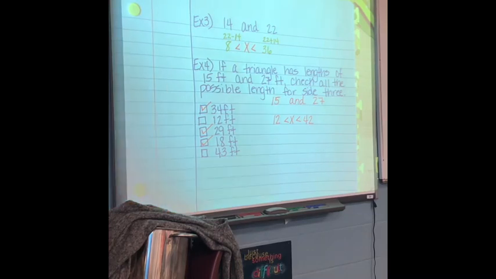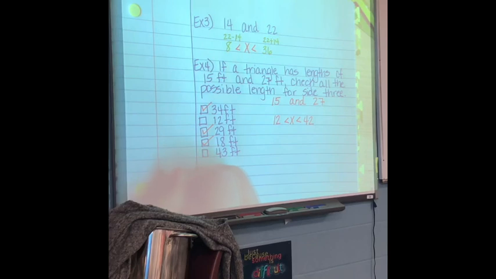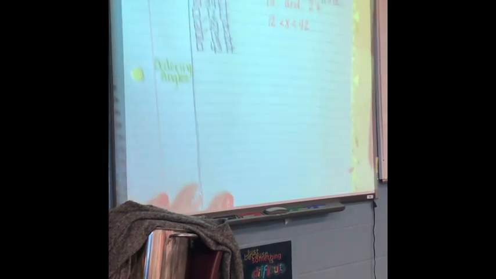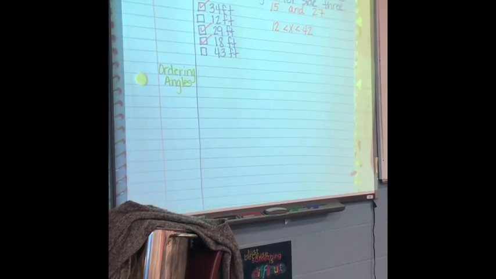Then let's look at ordering angles. We're going to look at ordering angles and ordering sides. This is the last little bit of what we're doing today.